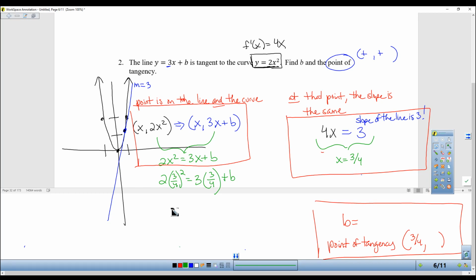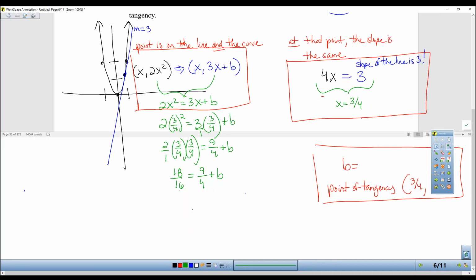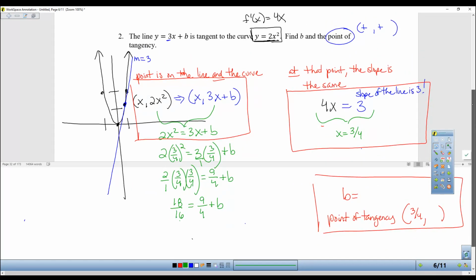For people that are needing a little extra help when you're doing fractions times a whole number, change the whole number to a fraction, and then multiply fractions straight across the top. So this becomes 18 over 16. And this side becomes 9 over 4 plus b, which isn't completely helpful.